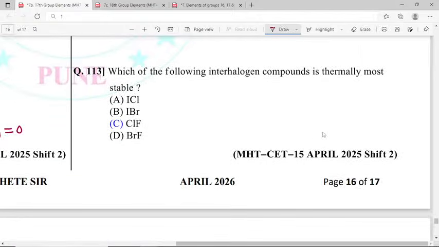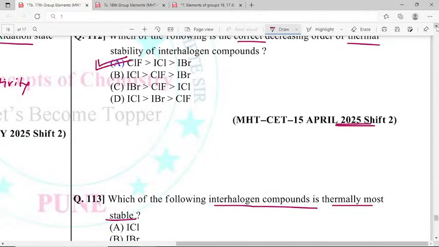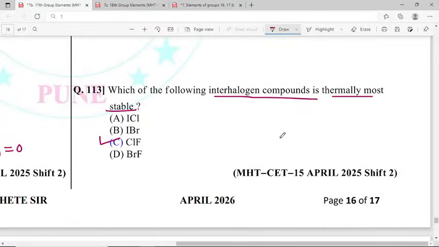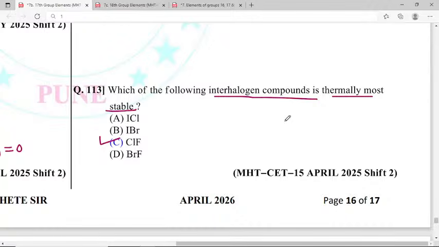Which of the following interhalogen compounds is thermally most stable? ClF. Same question: question number 112 and question number 113 are both the same. They ask the order; ClF is thermally most stable.